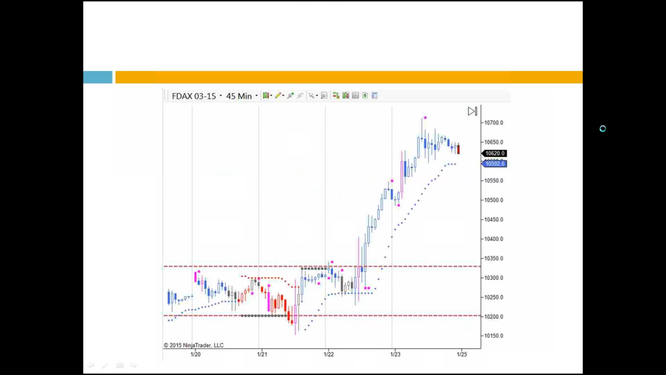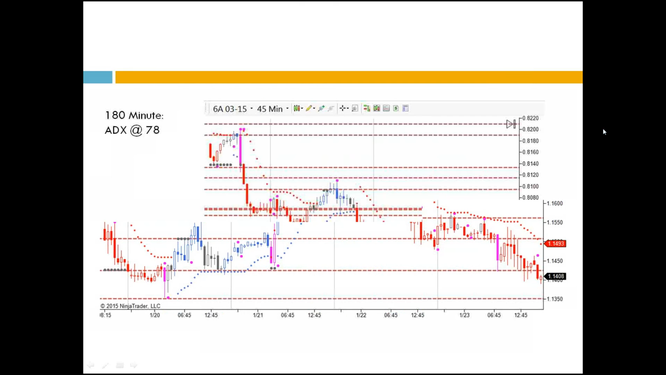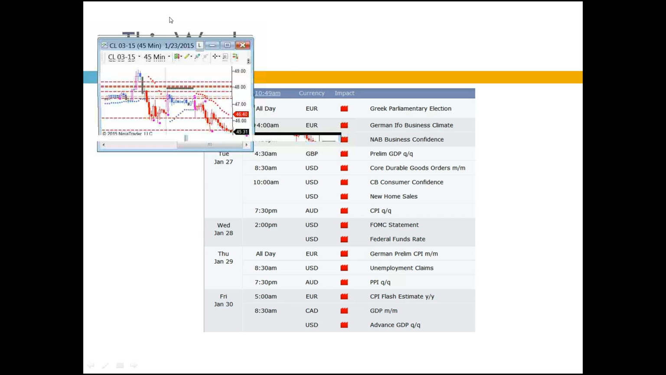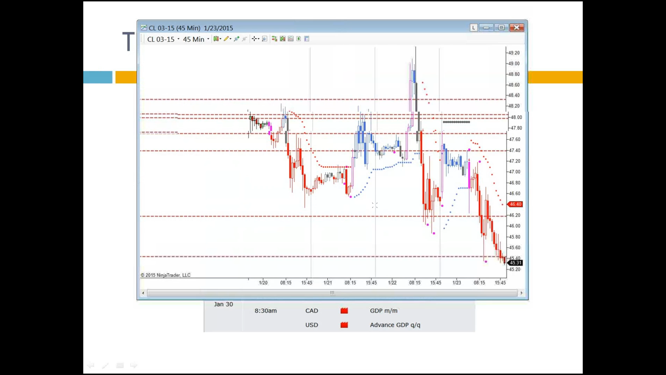Okay, where was crude? Did I not do it? All right, let's look at crude. Nothing really oversold there. So I'll just bring the crude chart over. Here we go. All right, here's your crude chart.